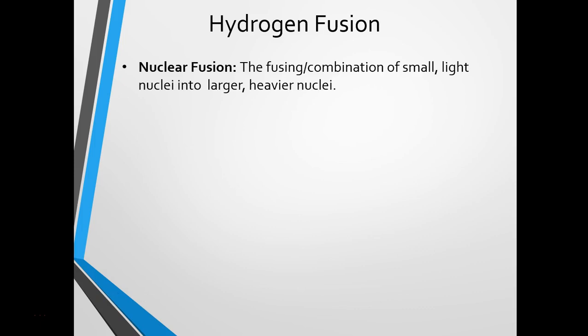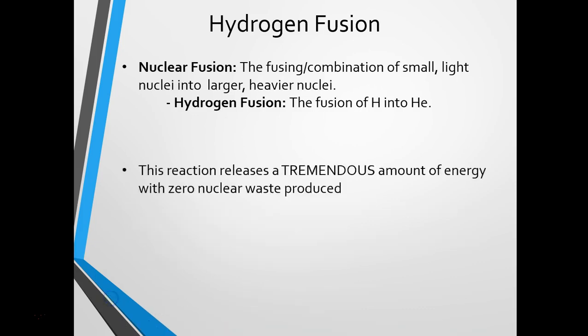Nuclear fusion is the combination of small, light nuclei into bigger, heavier nuclei. So when we talk about chemical reactions, we're just talking about moving electrons around. But in nuclear, we're talking about combining the nuclei, so making new elements. Alright, so we're going to fuse hydrogen atoms into helium.